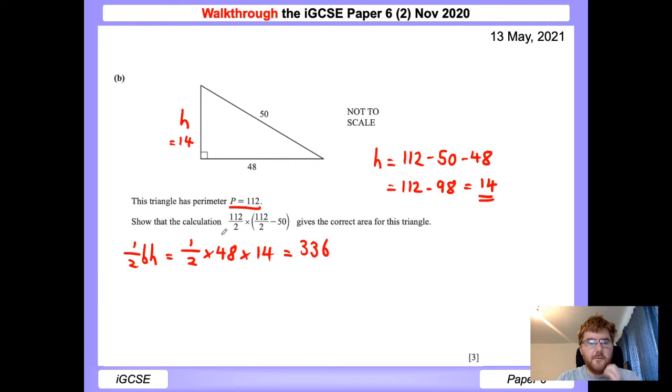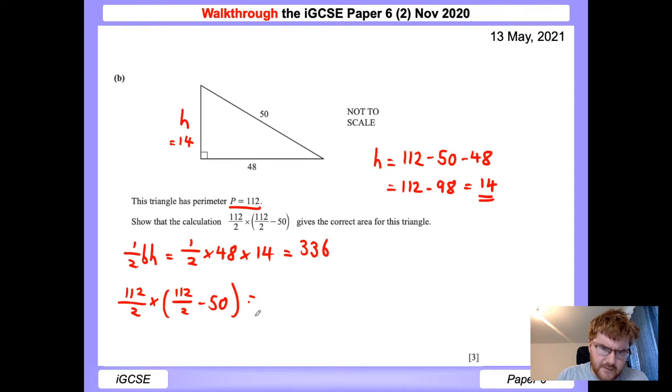And now we're going to use the formula above. So we've got 112 over 2 times 112 over 2 minus 50. Okay, well, again, you could work this out on your calculator. I'm just going to do it quickly and put 56. If you're not sure where 56 comes from, just do it on your calculator. This is also 56, 50.